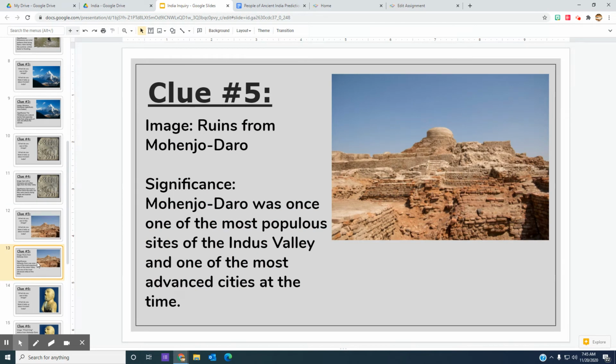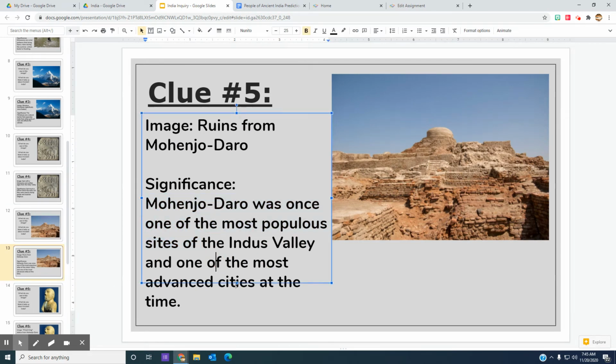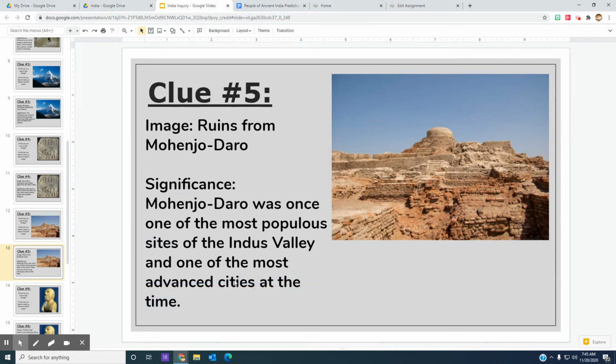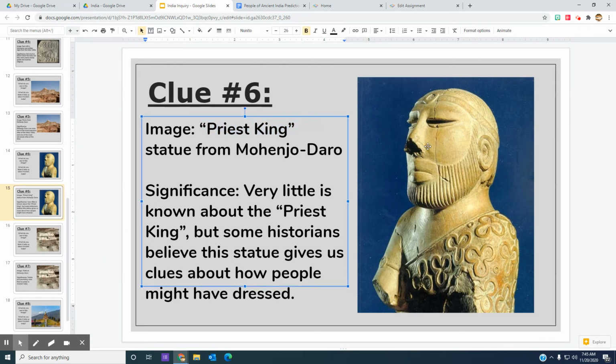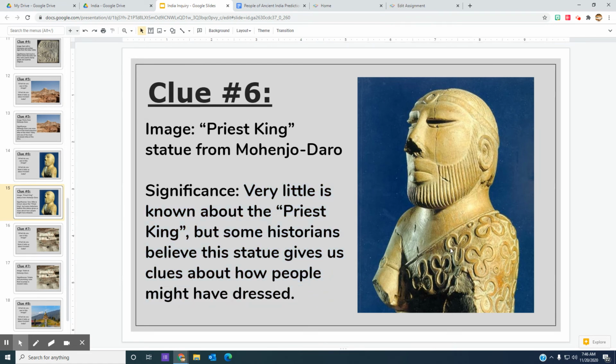Clue number 5 was Mohenjo-Daro, which was one of the most populous sites of the Indus Valley and one of the most advanced cities at that time. We will learn a lot about Mohenjo-Daro and why it looks the way it does and what this interesting building is in the middle of the picture. Clue number 6 was a priest king. This is a statue that actually was found in Mohenjo-Daro. Very little is known about the priest king, but some historians believe that this statue gives us clues about how people may have looked and dressed in ancient India.